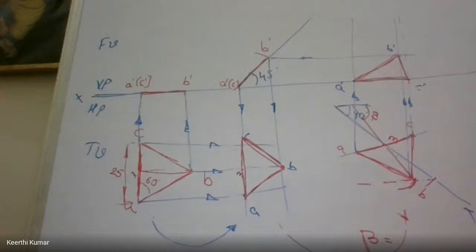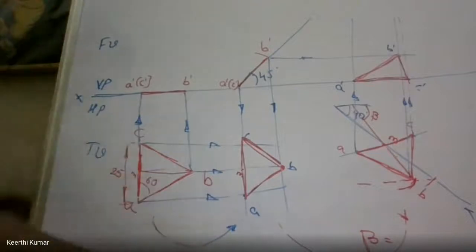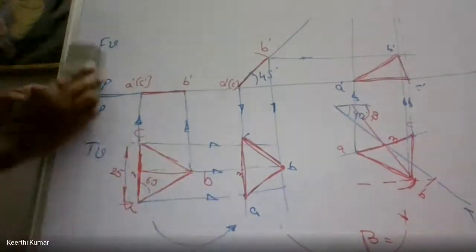I'll read once again the question. A square plate of 40 mm size rests on HP such that one of its diagonals is inclined at 30 degree to HP and 45 degree to VP. Draw its projections. So I'll write down the first condition, means the first position. To draw the first position, what data is required? You should know what lamina is given. You list that out first.